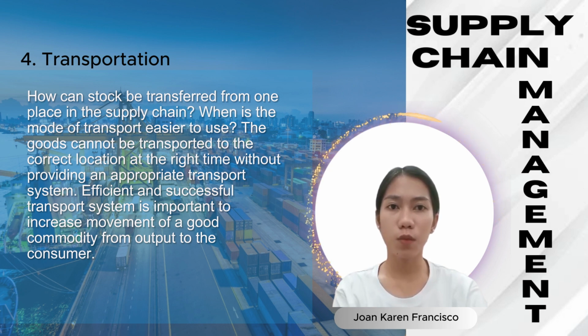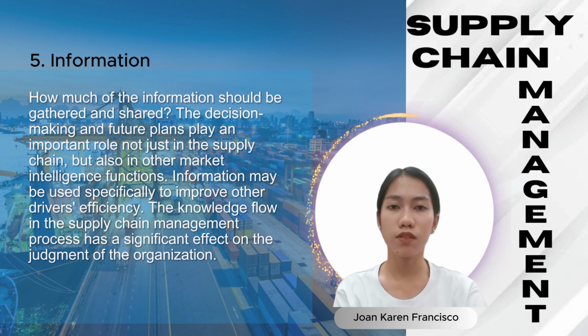Fourth is the transportation. Stock can be transferred from one place in the supply chain to another using various modes of transportation, including highways, aircraft, vehicles, trains, and pipelines. The choice of transportation mode depends on factors such as distance, cost, speed, and product requirements. Example, a company shipping perishable goods may choose air transportation to ensure timely delivery.